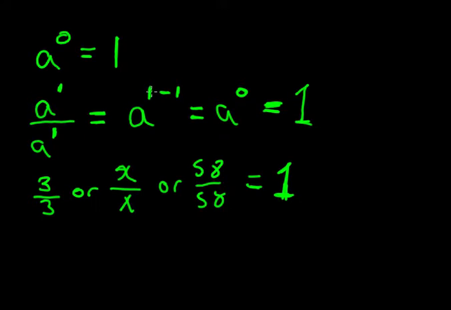So for any value of a, a base to the 0 power equals 1, except a cannot equal 0. And that's because of that pesky division by 0 thing. So a itself can't equal 0.